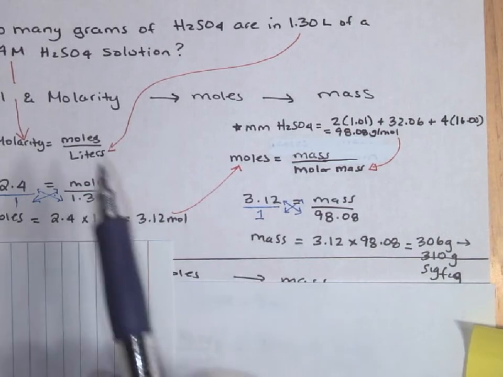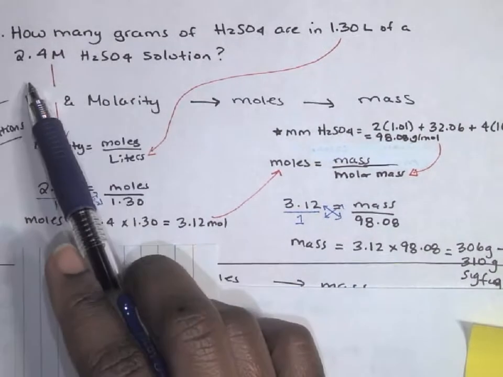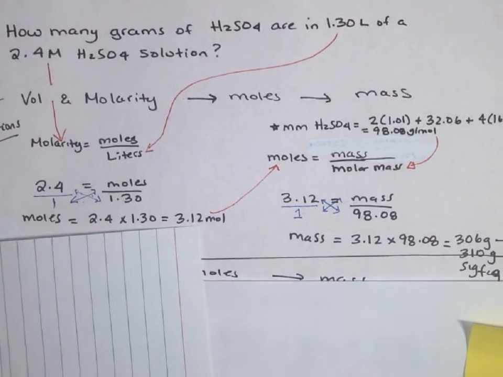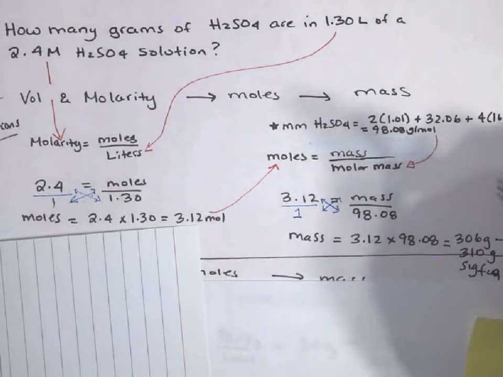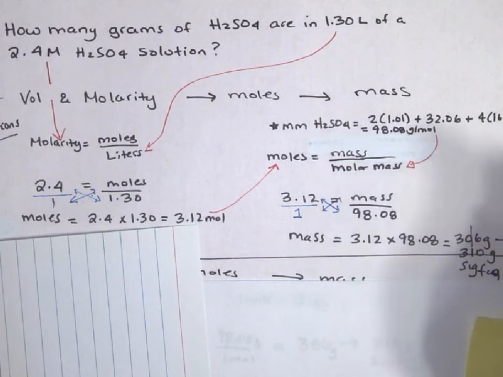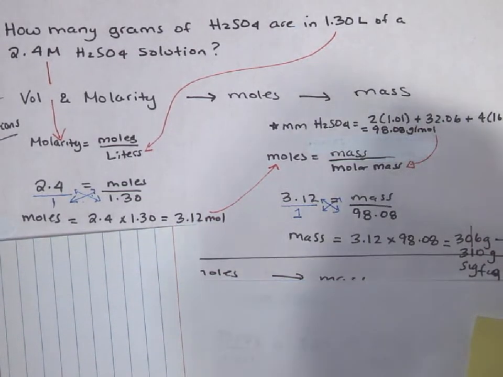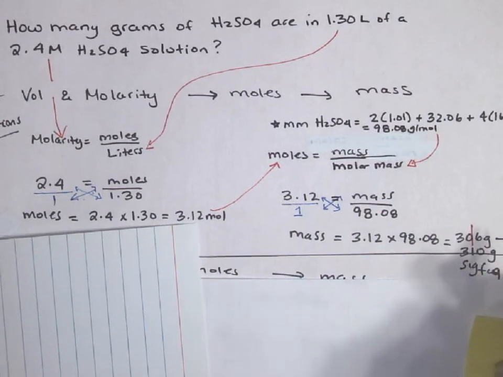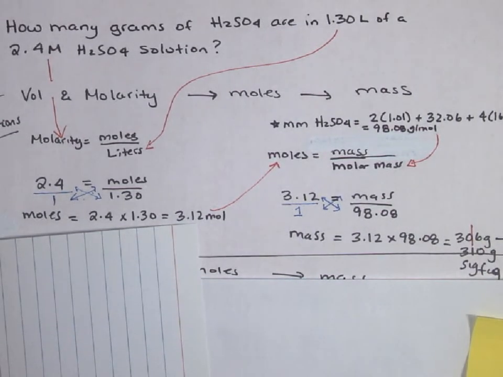However, remember, we only have 2 significant figures, right? So I need to cut that off at 2 sig figs. So when I do that, I put my cutoff line here. I look to the right. I have a 6 there, so that's going to round up to a 1. So I get 310 grams, and that's my final answer.